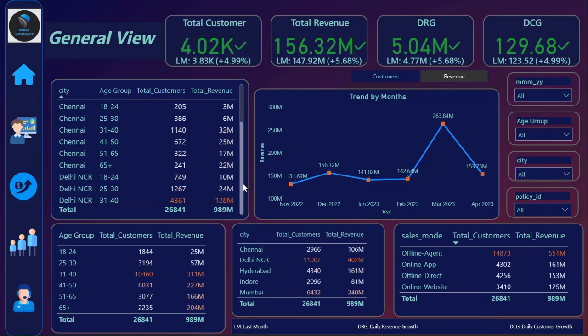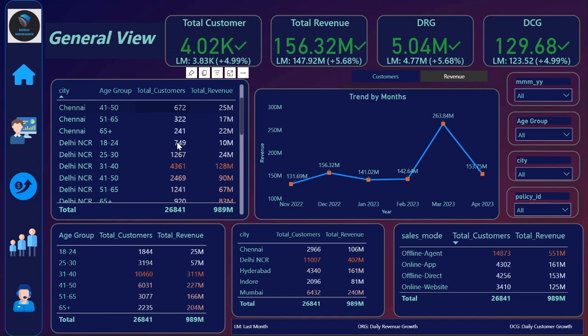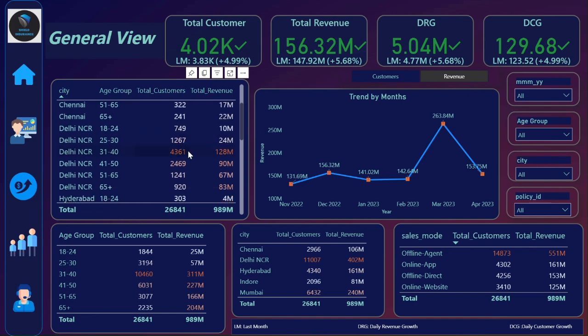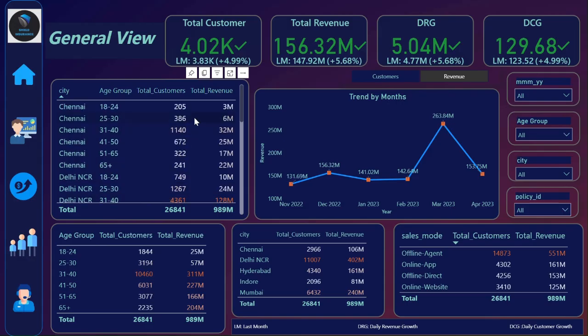The first one is where we are splitting the revenue and customers by city and age group. There is city, age group, total customers, and total revenue. In that we are using conditional formatting. The dark orange is highlighting the higher values and the white is showing the lower.